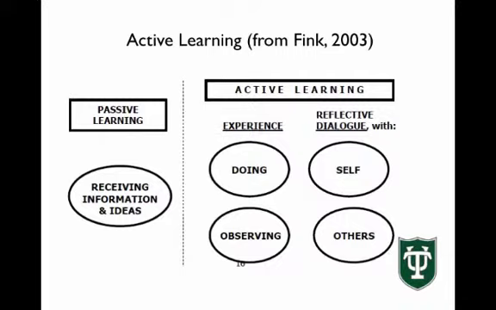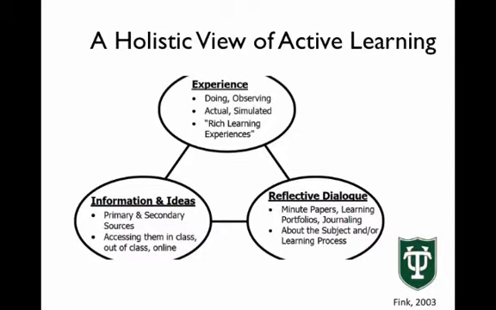And he presented a holistic view of active learning, which includes experience, again, reflective dialogue, and also information and ideas. So whereas in the passive classroom, information and ideas were given by the teachers, in an active classroom, the information and ideas can be accessed in class, but also out of class, online, and so on. So we talked about active learning, and we know what active learning looks like.